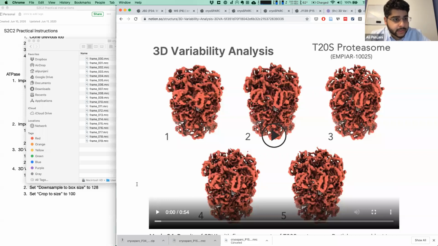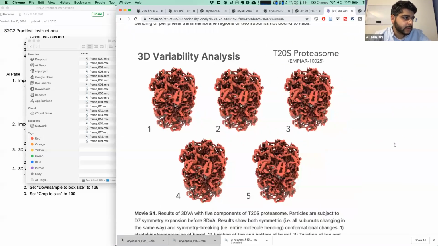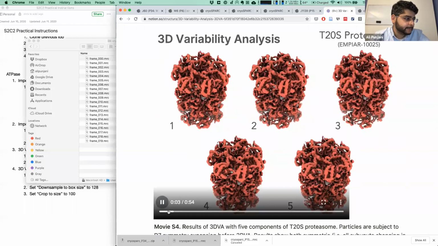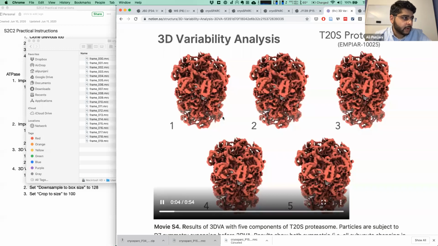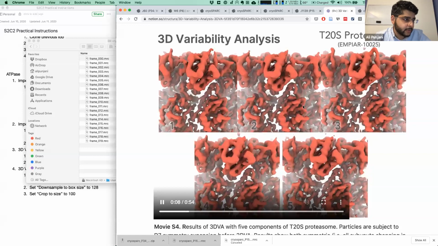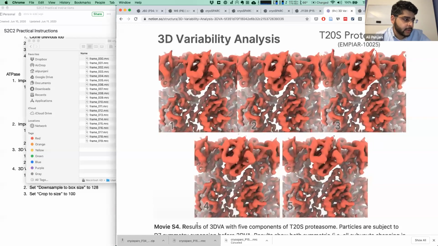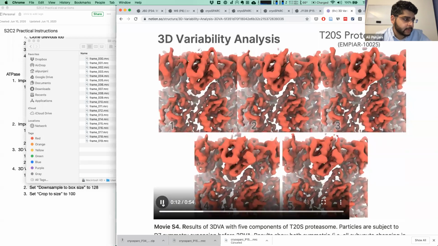But what's really interesting is that with 3D variability analysis, we can actually resolve symmetry breaking flexible conformational changes amongst these particles. And so to do that, I think I have the video loaded here already. Yeah, to do that, I will just play this video. What we see in this video are 5 different conformational variability components for the 20S proteasome. And we're going to see them all in detail in a second, so I won't stop here. Sorry, I'll just let the movie play a second.